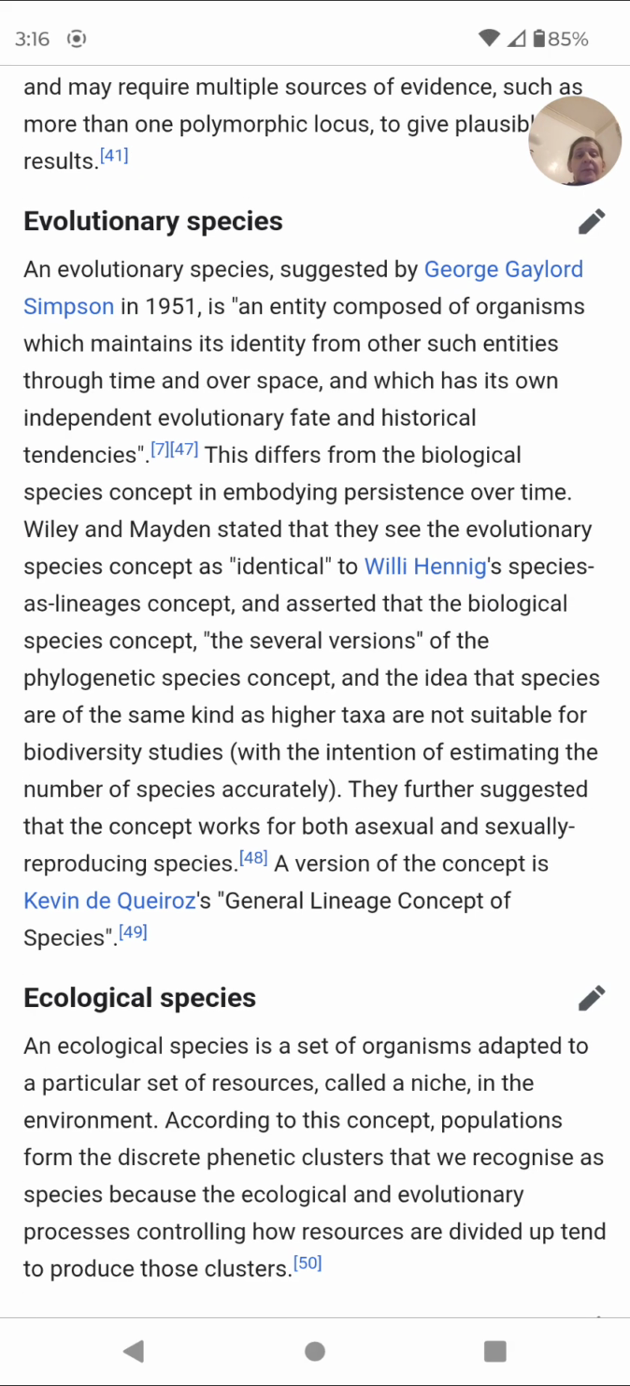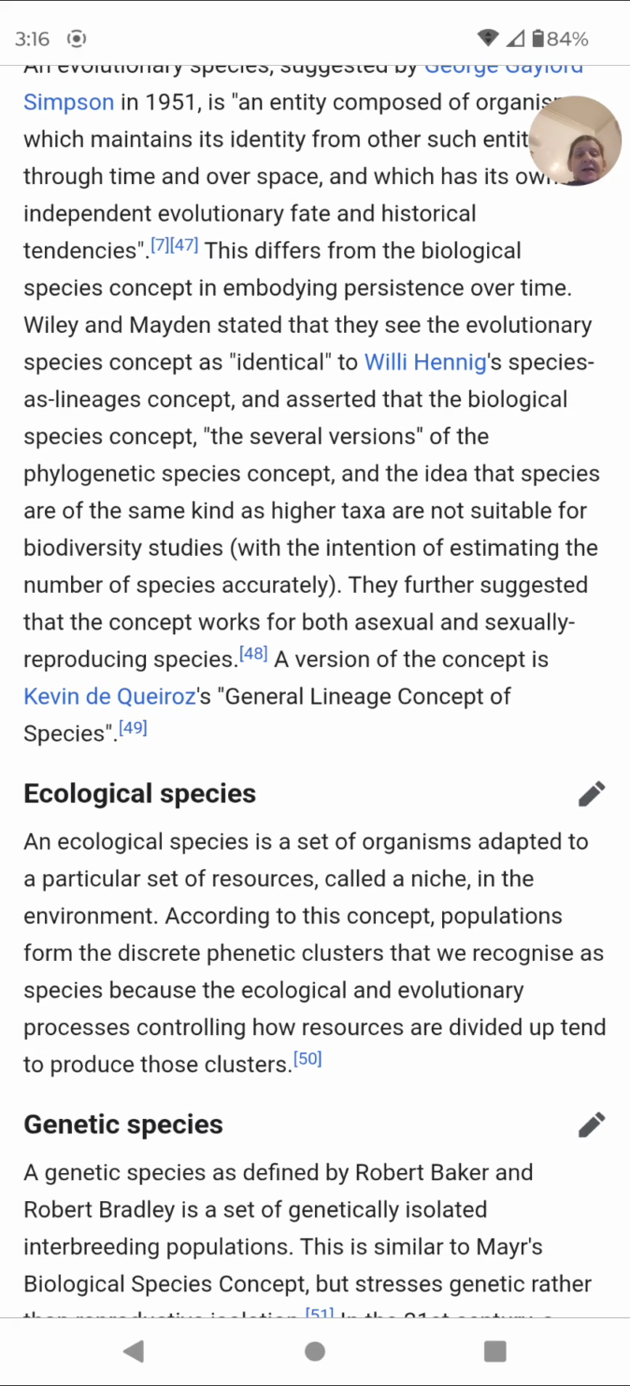Wiley and Mayden stated that they see the evolutionary species concept as identical to Willi Hennig's species as lineages concept, and asserted that the biological species concept, the several versions of the phylogenetic species concept, and the idea that species are the same kind as higher taxa are not suitable for biodiversity studies. With the intention of estimating the number of species accurately, they further suggested that the concept works for both asexual and sexually reproducing species. A version of the concept is Kevin de Queiroz's general lineage concept of species.